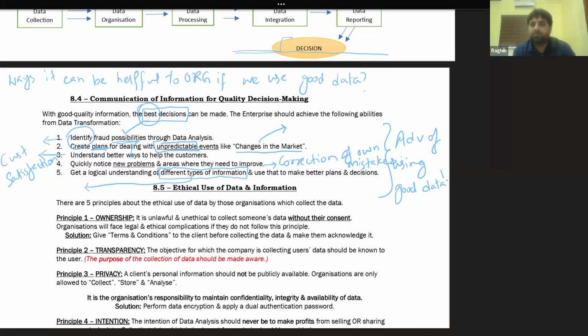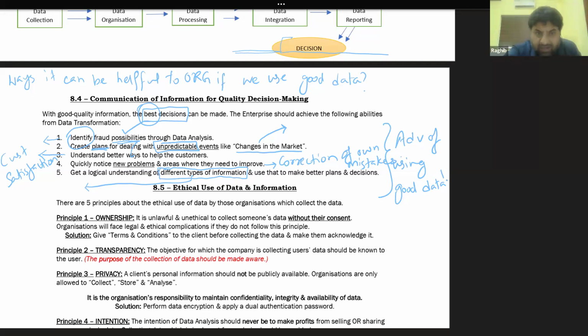See, direct questions can also come, indirect questions also can come. From the 8.4 topic, actually there is one direct question available in the Institute study material. What are the communication effects of information for quality decision making? It is just a direct question. But I am trying to signify that a question can also be developed on the basis of the concept. So they will just ask, if there is good information, if there is good data, how it can be helpful. So different types of in-depth questions can also be asked.